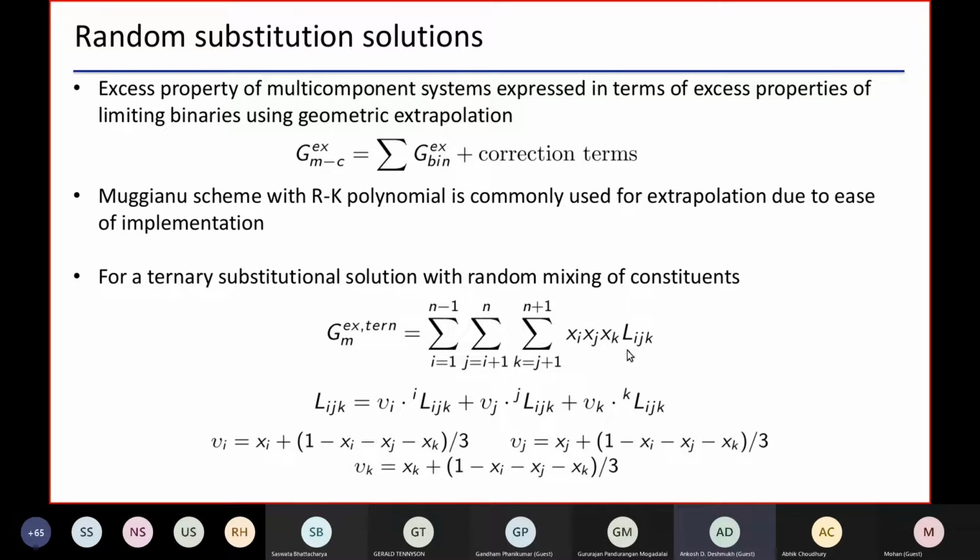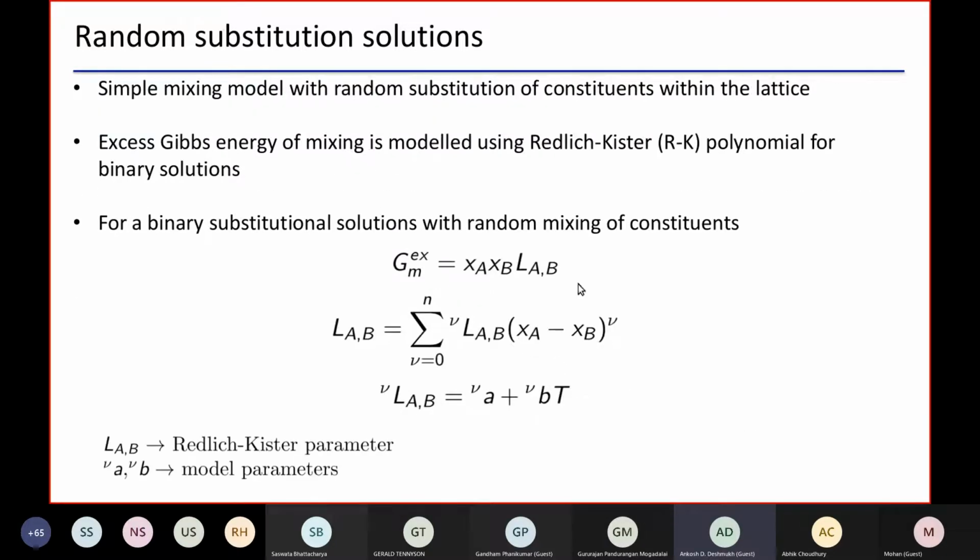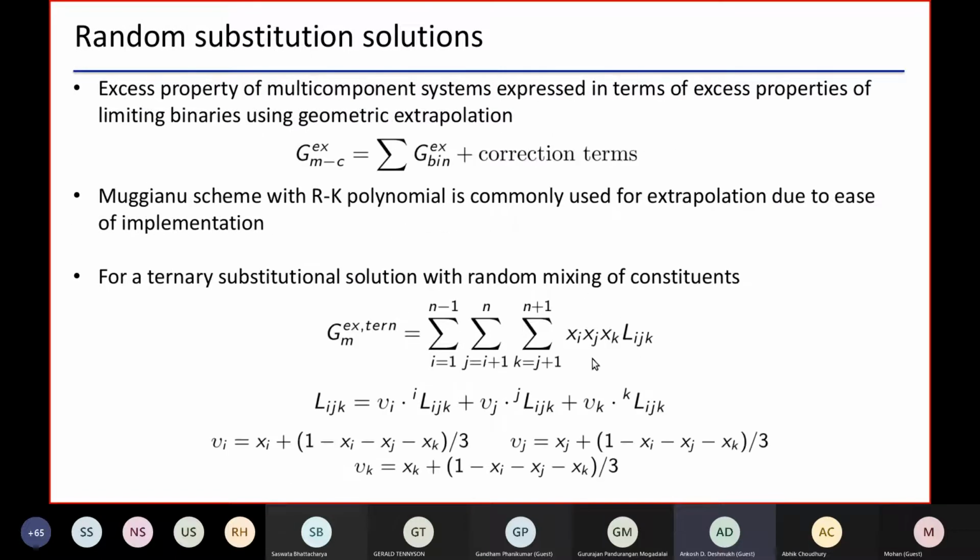For example, if you see ternary, besides this term for binary, you can have a ternary term for a ternary system. And so these are the different expressions which are going in there, and L_i, L_j, L_k over here are the parameters which are going to be developed through the CALPHAD method, and which we can use in our phase field models.